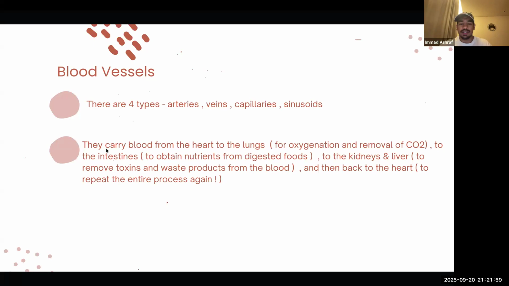So what do the blood vessels do? They carry blood from the heart to the lungs for oxygenation and removal of carbon dioxide, to the intestines to obtain nutrients, to the kidneys and to the liver to remove the toxins and waste from the blood. And then they take it all back to the heart to repeat the entire process again. And that's how we live.